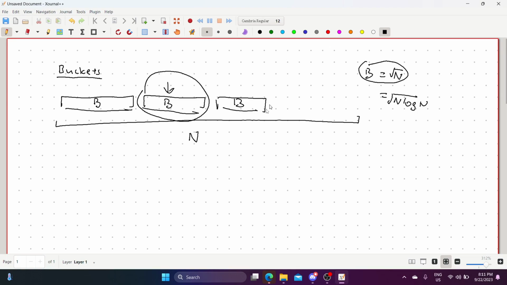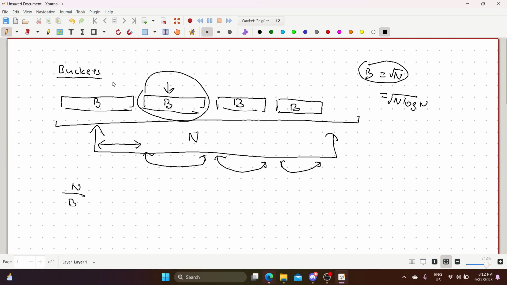For each query you only visit n over b buckets, and for the sides, since they are not fully contained inside a bucket, we can just iterate through each element one by one. So this will take plus 2b, because on both sides you need to iterate through each element one by one. If the complexity is something like that, most of the time when b is square root n, that's the most optimal. Are there any questions for now? Okay, if not, we can move on to the example problems.